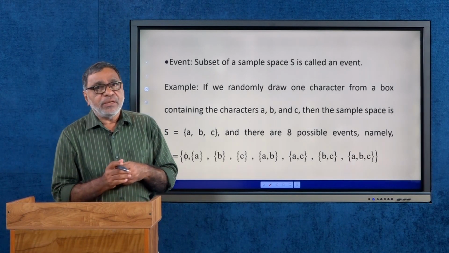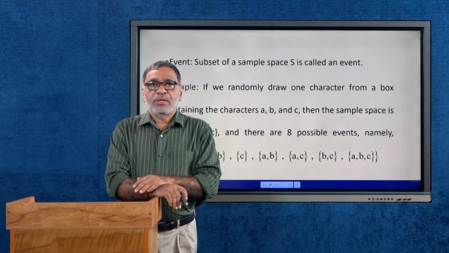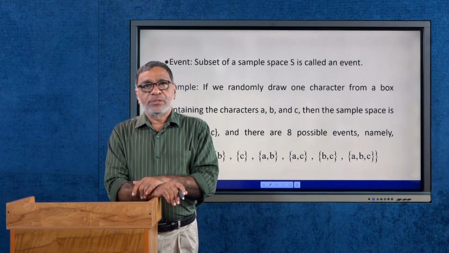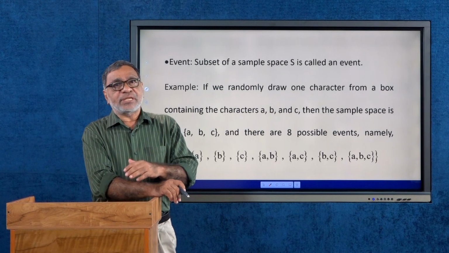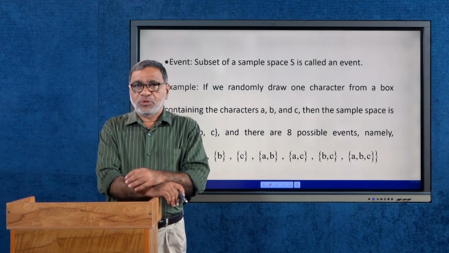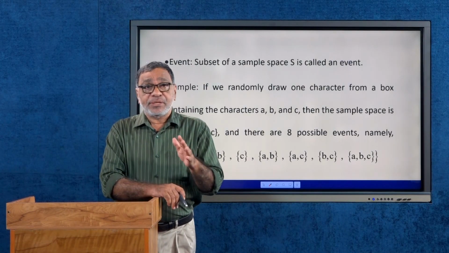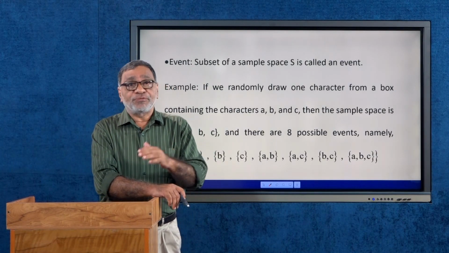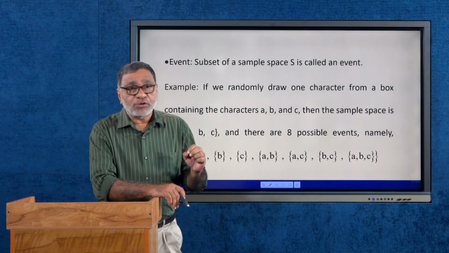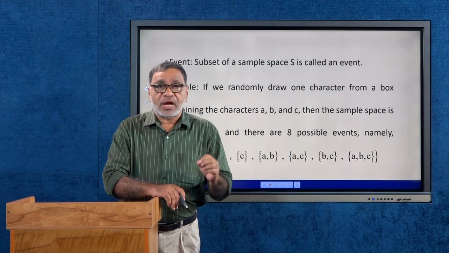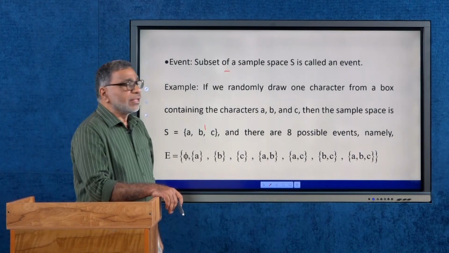Now we are defining what we mean by an event. As we all know, the sample space is a set. Corresponding to any set, we can construct subsets of the set. If we consider a subset of the sample space, that subset is known as an event of the random experiment. So an event is a subset of the sample space of the random experiment.